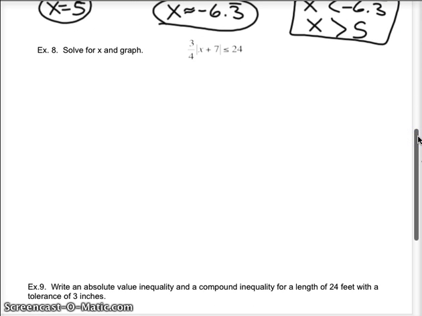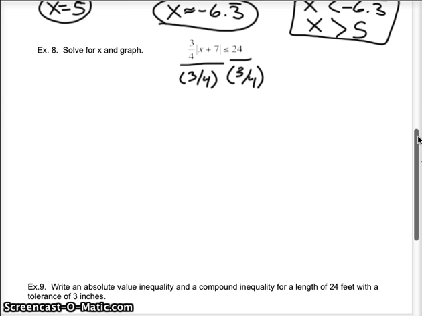Example 8. So here again, I need to isolate my absolute value. So I need to divide both sides by 3/4. So 24 divided by 3/4. When you type this into your calculator, you're dividing both sides by 3/4. Make sure that 3/4 is in parentheses, or that you realize you can multiply by 4/3. Either way, but you need to make sure that you're doing this properly, all right?